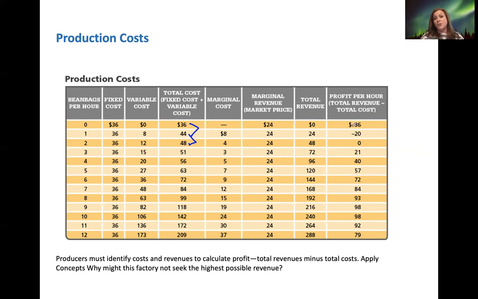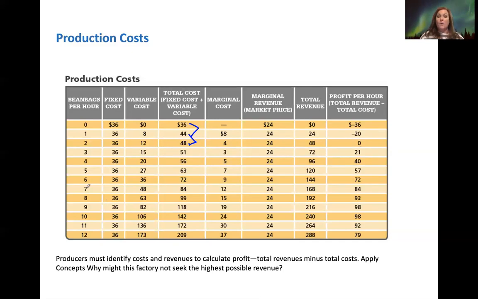And so if we don't produce anything, we're taking a loss because we still have to pay that lease on our building. If we produce 1 bean bag, we're losing $20 an hour. We've covered some of our costs, but not all of them. And 2 bean bags is our breakeven point. So at 2 bean bags an hour, we're not losing money, but we're not making any money. And nobody wants to be in business like that.